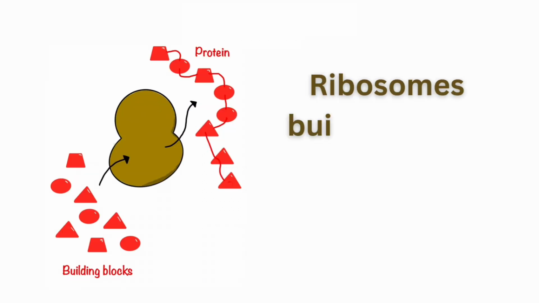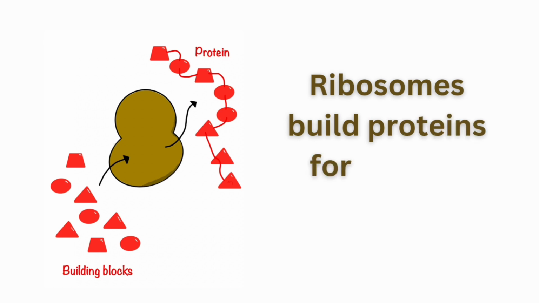You also find ribosomes floating around inside the cytoplasm, and ribosomes have got the job of building proteins for the cell. So this is one of the important chemical reactions that happens in the cytoplasm.